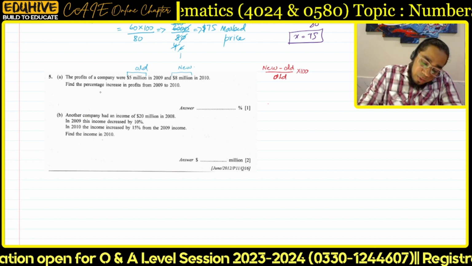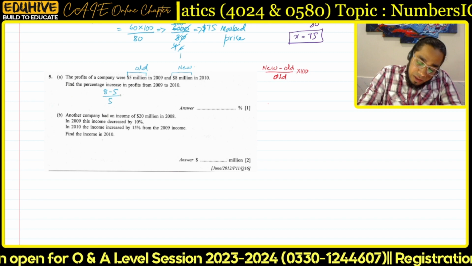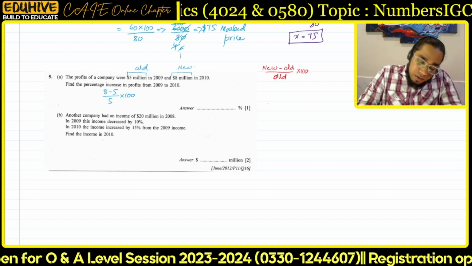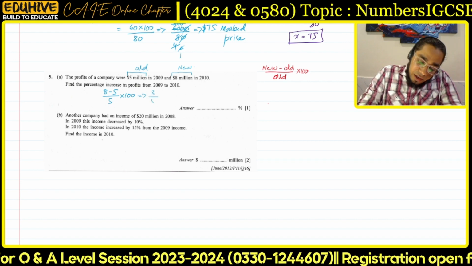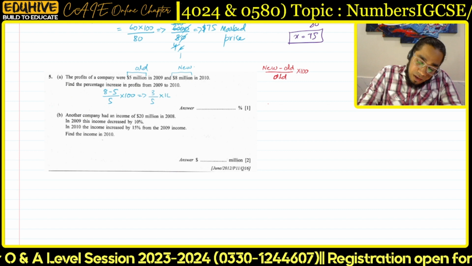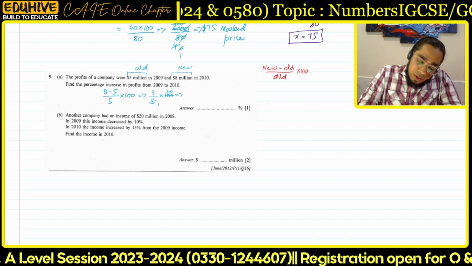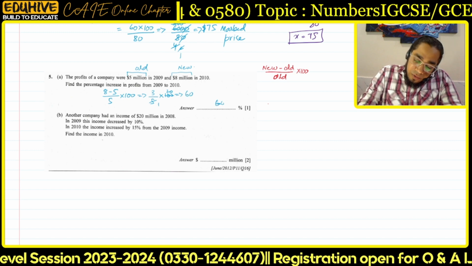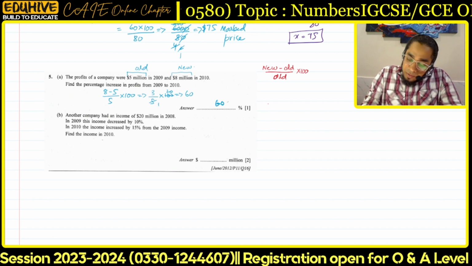So it's going to be new minus old. So I'm going to say 8 minus 5 divided by 5 and multiply it by 100. Here 8 minus 5 is going to be 3, 3 upon 5, and it's going to be 100 over here. 5 into 1 and 5 into 20. So 3 into 20 is going to be 60. So the profit was increased by 60%. Okay, so 60% of the profit was increased.